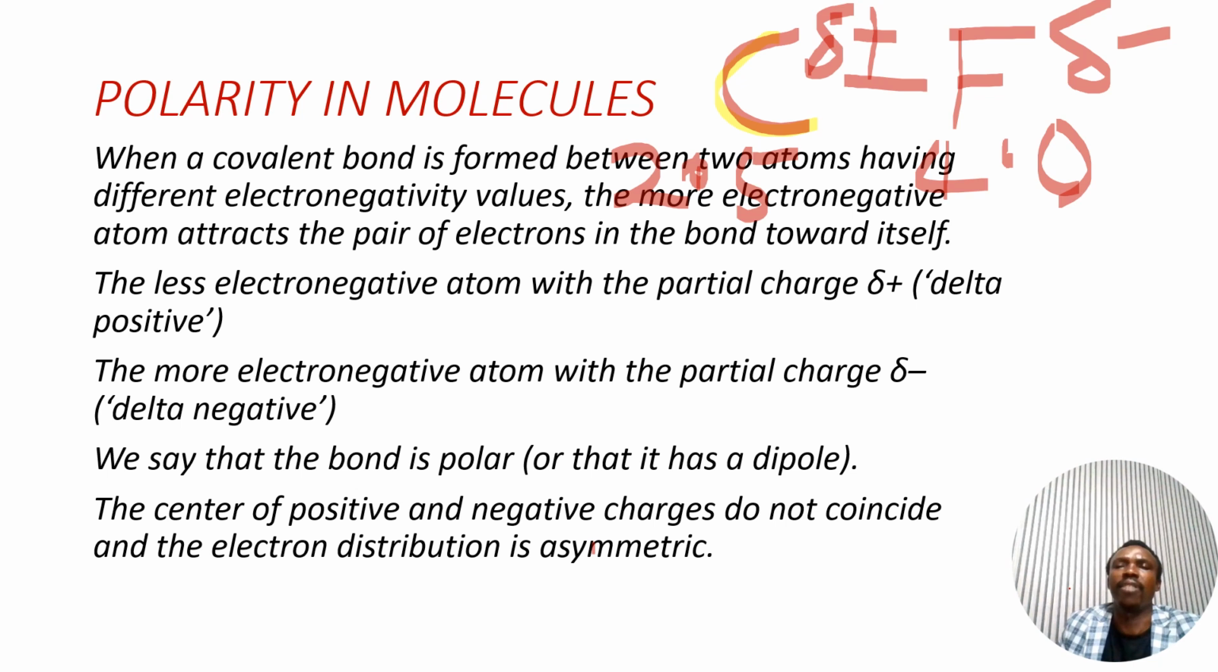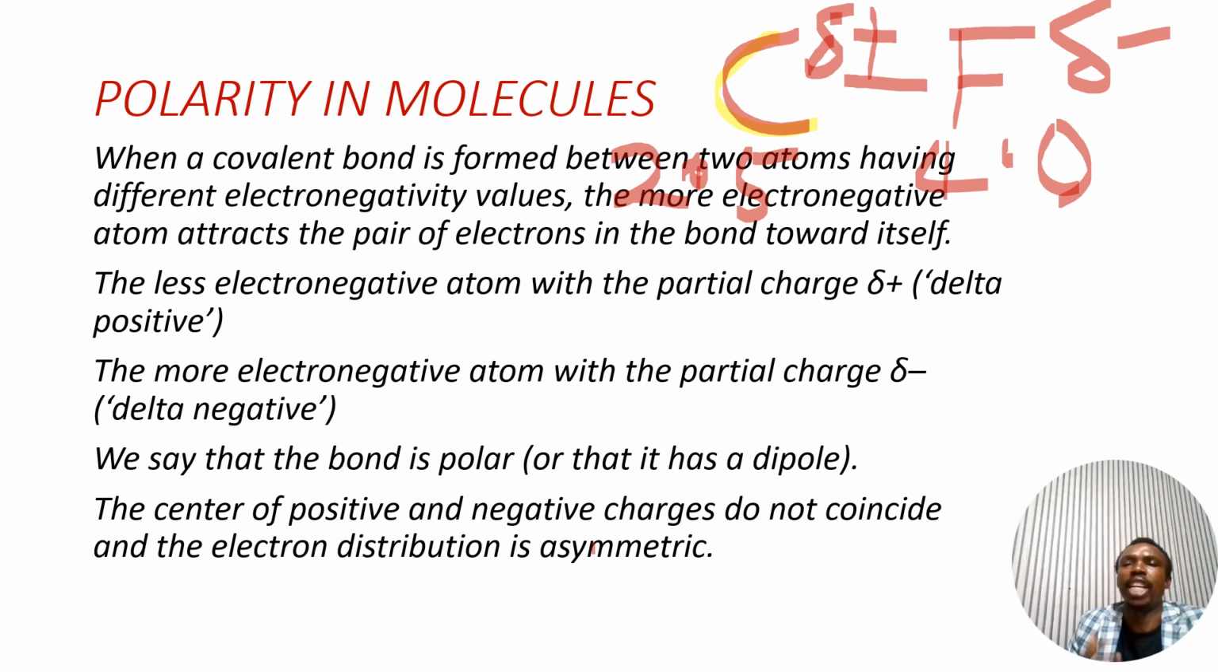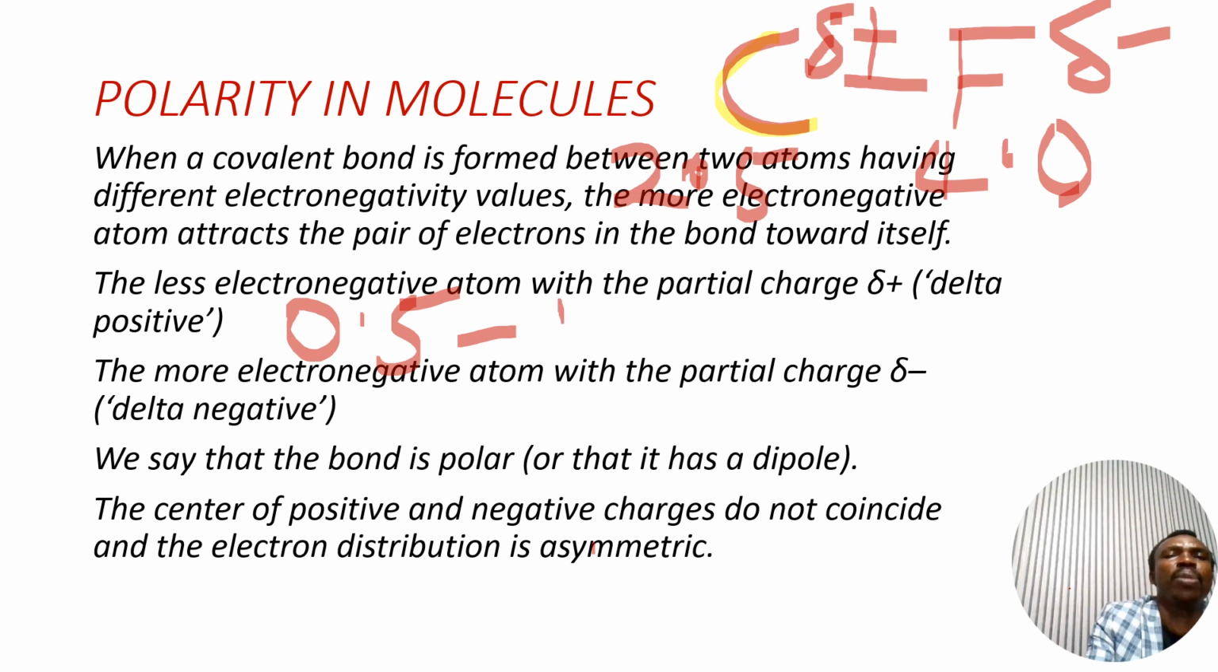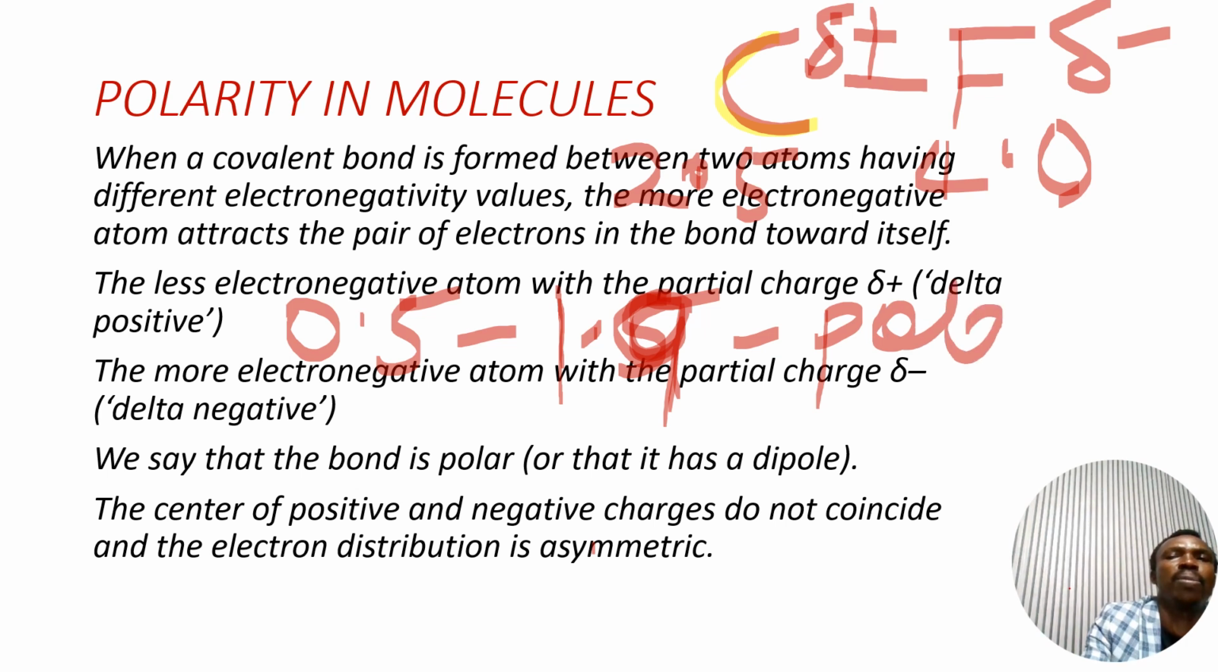In fact, how do you identify a polar bond? You look at the electronegativity difference between the two atoms. If the electronegativity difference is within the range of 0.5 to 1.9, such a bond is said to be a polar bond. So if you look at the electronegativity difference here, 4.0 minus 2.5 is 1.5. So the carbon fluorine bond is a polar bond.